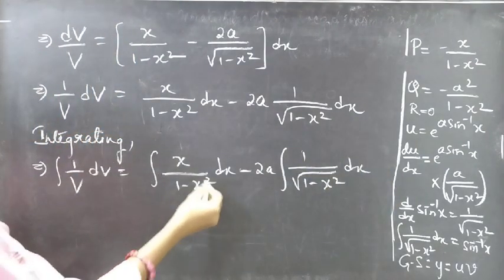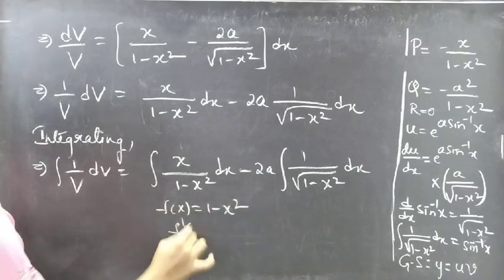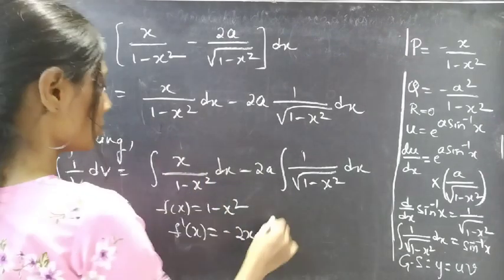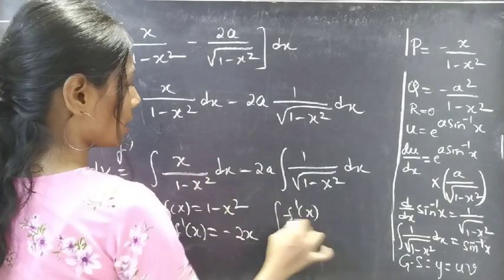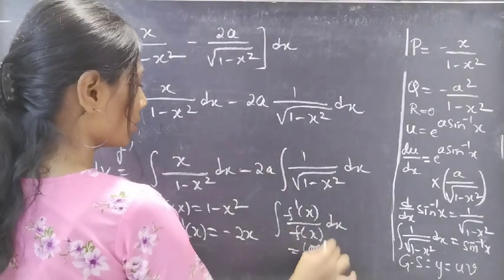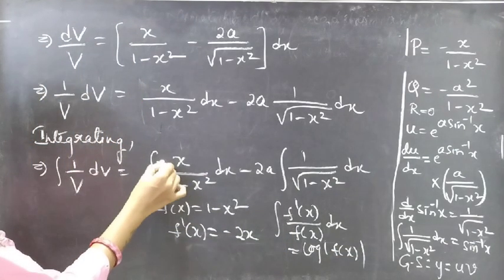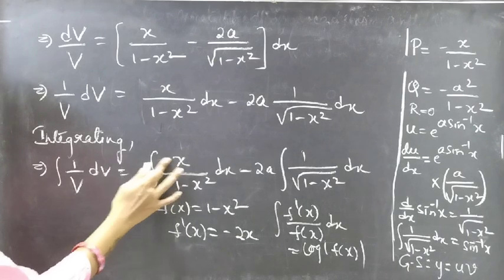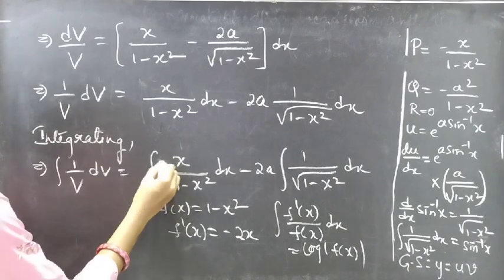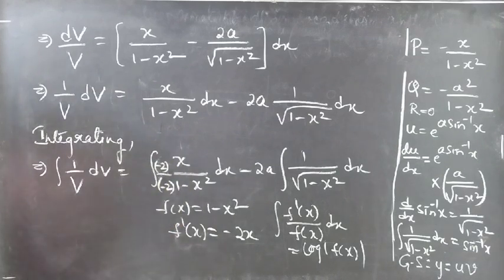If we take f of x as 1 minus x square, we'll get f dash of x equals minus 2x, right? So here we can use the formula integral f dash of x by f of x into dx, which equals log mod f of x. In order to use this formula, we need a minus 2 in the numerator. So we'll multiply and divide this integrand by minus 2 for our convenience.